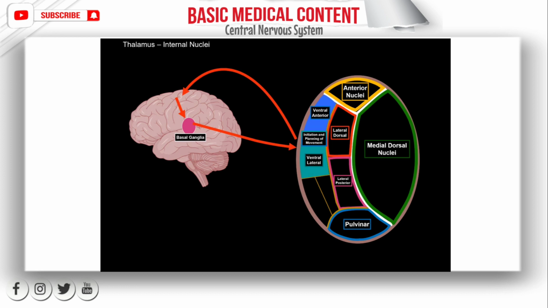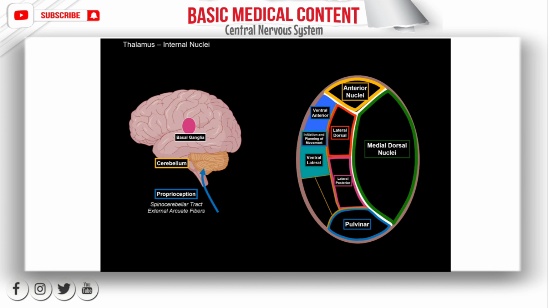Another thing that's kind of special with the ventral lateral, in addition to the basal ganglia, is the cerebellum. The cerebellum is involved in receiving information about proprioception, meaning it receives information about the position of your muscles, your tendons, your joints, your ligaments. It receives all of that information through the spinocerebellar tract and the external arcuate fibers. It also receives information from the inner ear, the vestibular system, which is involved in balance. The cerebellum receives information from the inner ear through the vestibulocerebellar tract, based upon our equilibrium.